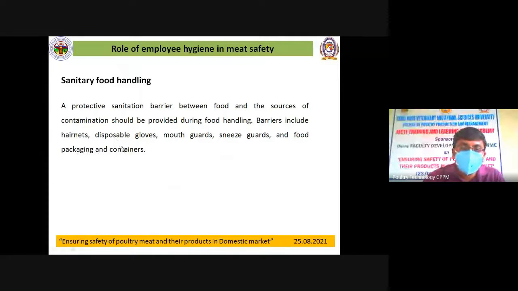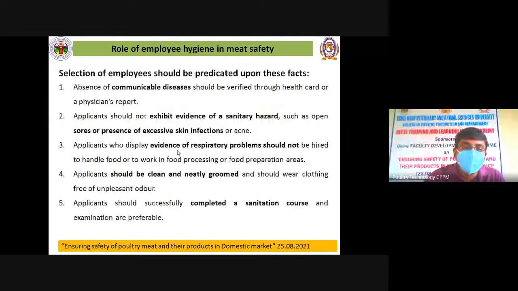Protective sanitation barriers between food and other sources of contamination should be used during food handling. Barriers including hair nets, disposable gloves, mouth guards, sneeze guards, and food packaging containers should be used for sanitary food handling. The selection of employees should be predicated upon these facts. When you are selecting employees for your food handling businesses or food processing companies, absence of any communicable diseases should be verified through a health card or a physician's report. Applicants should not exhibit evidence of any sanitary hazard such as open sores or excessive skin infections, so they should be rejected, and applicants who display evidence of respiratory problems should not be hired to handle the food or to work in the food processing area or food preparation areas.